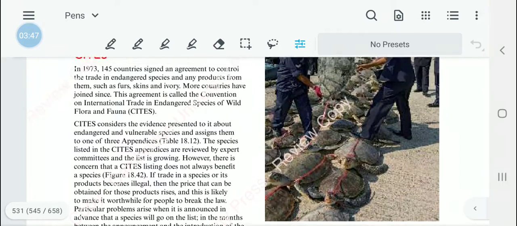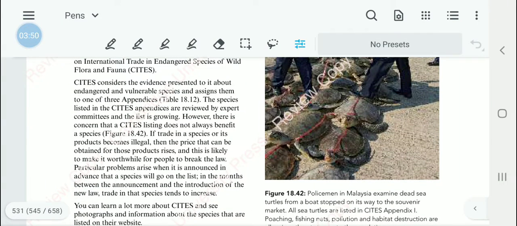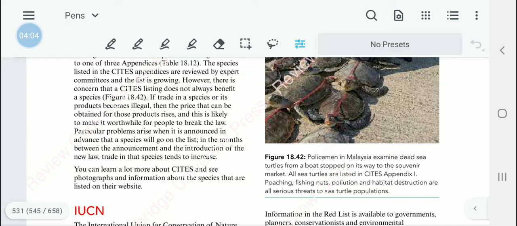Now, these appendices will be reviewed by different experts, and they add different species of animals and plants into these groups. However, there are a lot of people who are criticizing this, because if species belong to appendix 3, people will easily be able to exploit these animals.